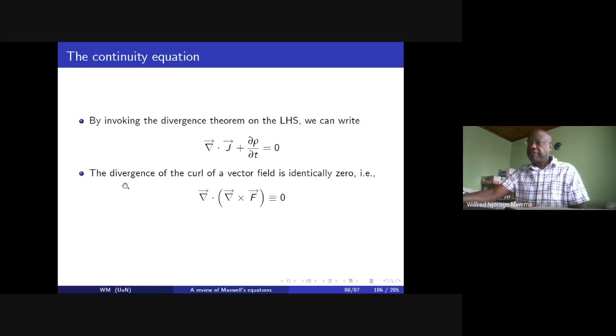So the divergence of the curl of a vector field is also identically equal to 0. That is, the divergence of a field that is the curl of another vector field is identically equal to 0. Just like we say that the curl of the gradient of a scalar potential is identically 0, this statement also is a vector identity, which we can always prove.